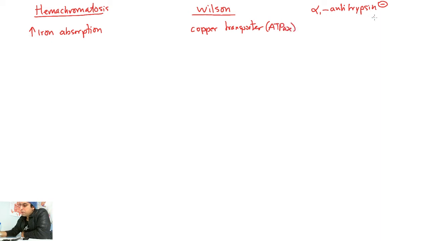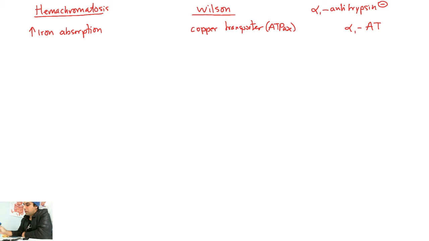Alpha-1 antitrypsin is deficient. Antitrypsin is an antiprotease, right? What is trypsin? It's a protease enzyme. Antitrypsin is a protease inhibitor, a trypsin inhibitor. Good? So we don't have that trypsin inhibitor anymore. That's all.